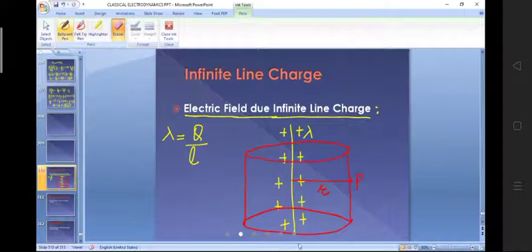Now this is the infinite long charged wire. The length of this Gaussian cylinder that I will take is equal to L. Fine. Now I have to use Gauss's law to calculate the flux. So how will I do it? Just concentrate here.